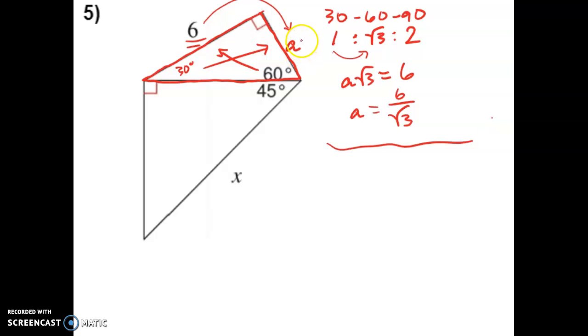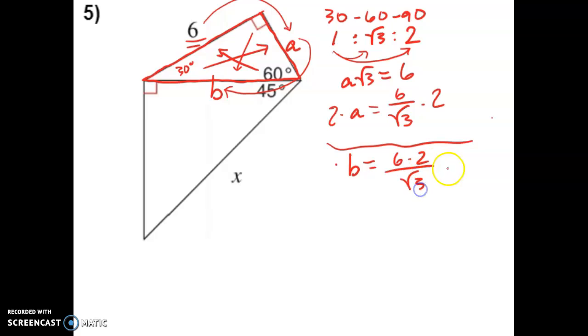I now need to take this expression for A, relate it to a side that's shared between the two triangles. So I know if I take this expression up here for A and multiply it by 2, that'll give me the expression for the side length that's opposite the 90. So multiply by 2, multiply by 2. That's going to give me this. So B equals 6 times 2 over root 3. B is going to give me 12 over root 3. So I got this expression for this one.